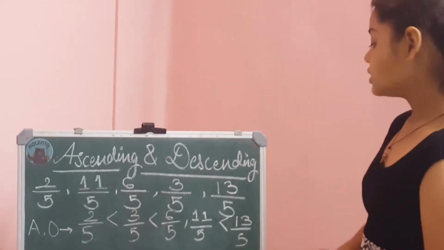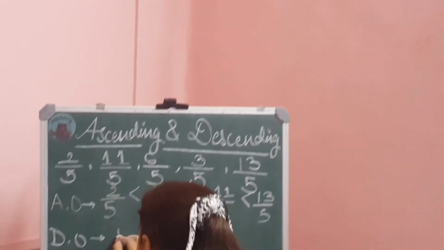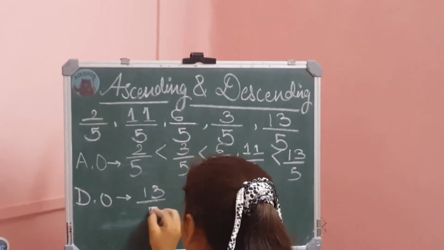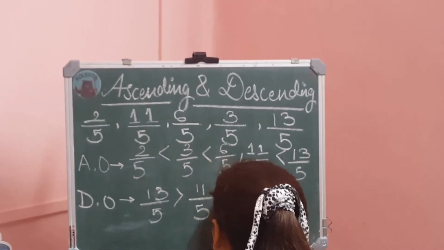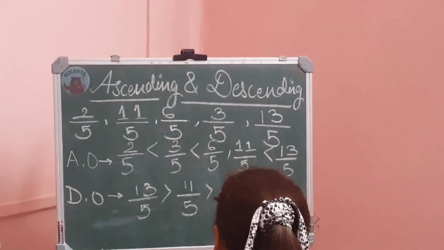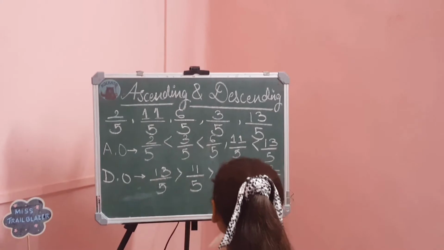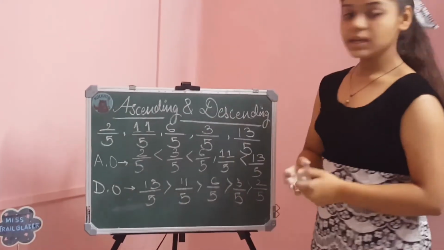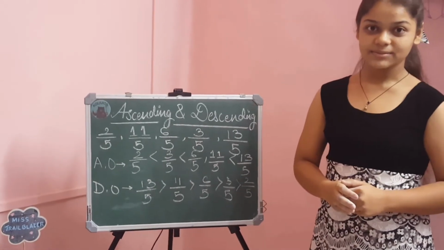And the descending order will be opposite of the ascending order. So first we will be having 13 by 5, 11 by 5, 6 by 5, 3 by 5 and 2 by 5. And that's how we represent like fractions in ascending and descending order.